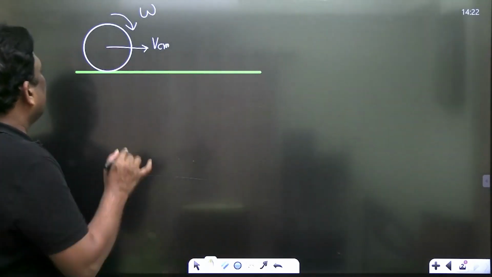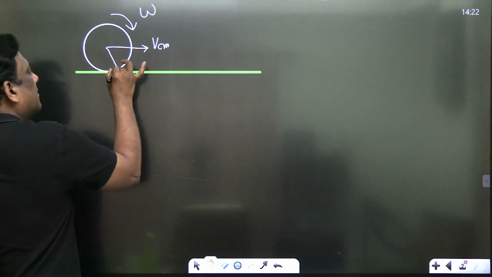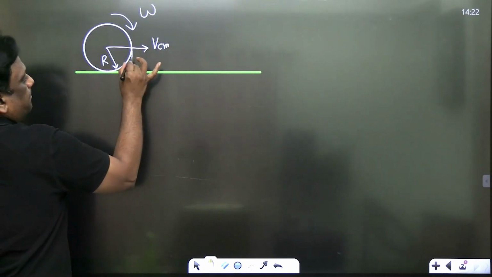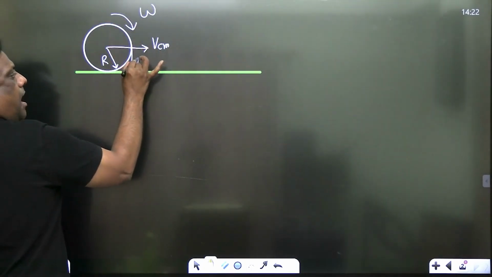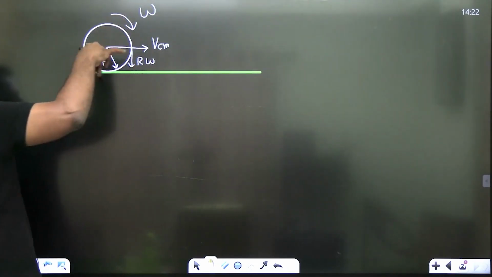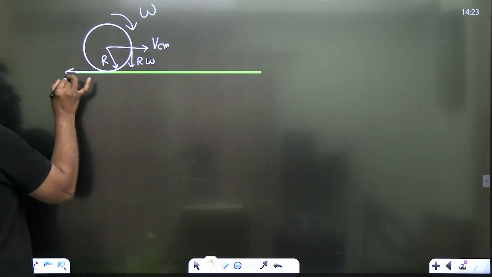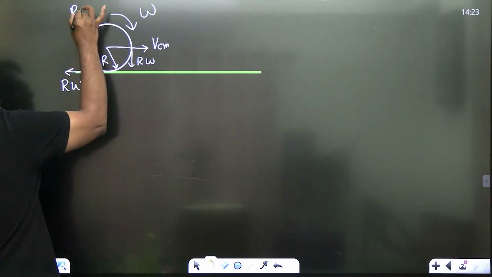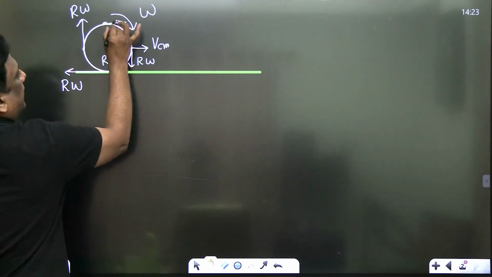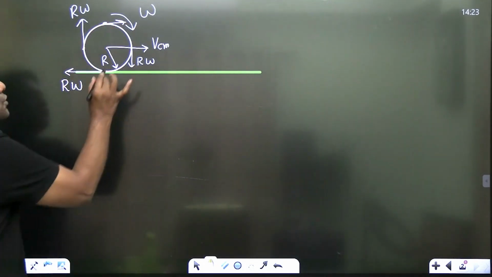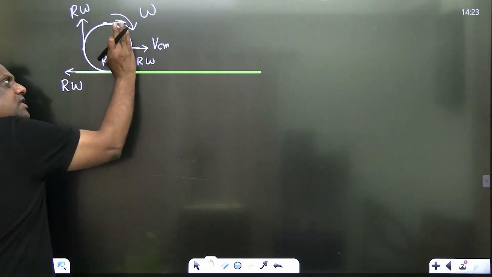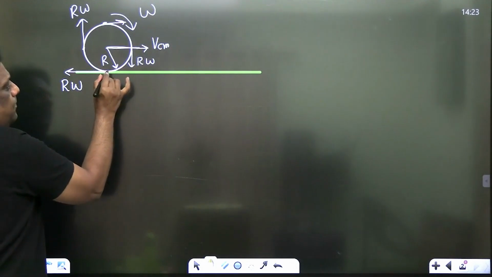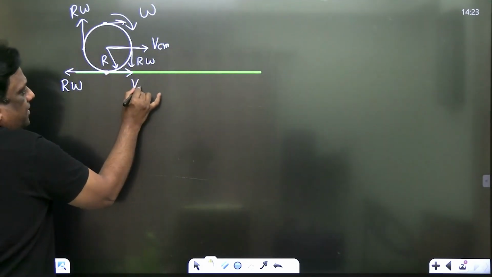Now, let the radius of this member be r. As it is rotating, the tangential velocity will be r omega. Since it is rotating in clockwise direction, here the tangential velocity is r omega, here it is r omega, and here it will again be r omega. Let us superimpose this. As VCM is the velocity of the center of mass, all points will translate with this velocity. So at the contact point, there is a velocity VCM.